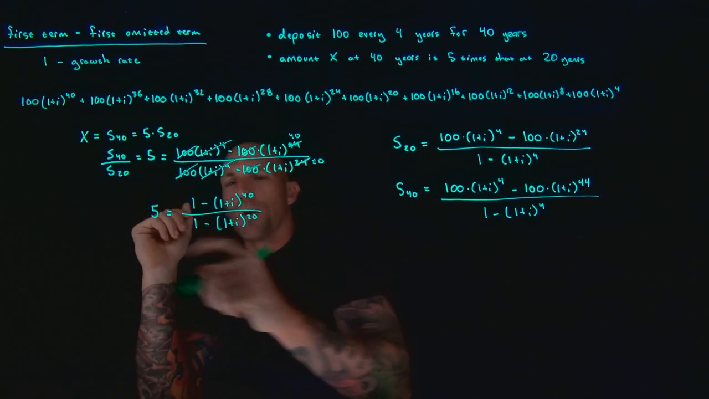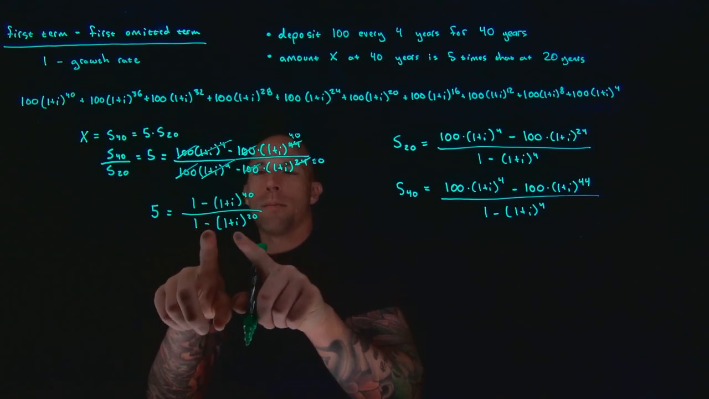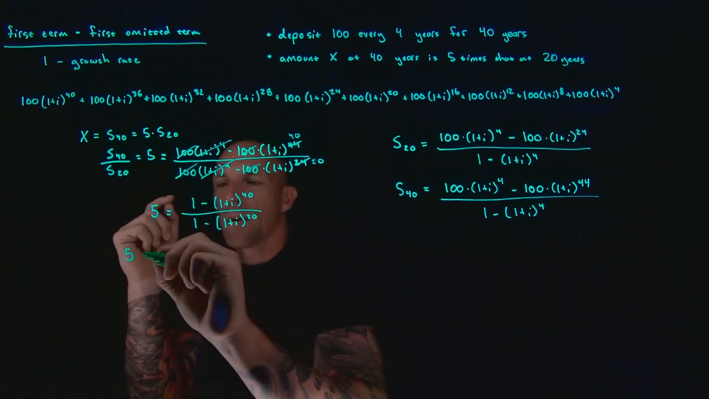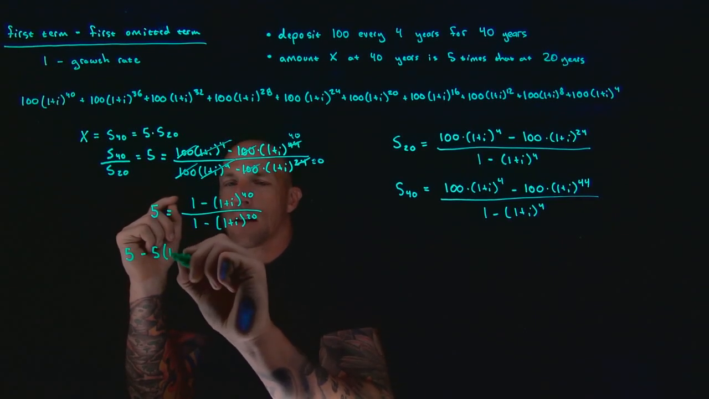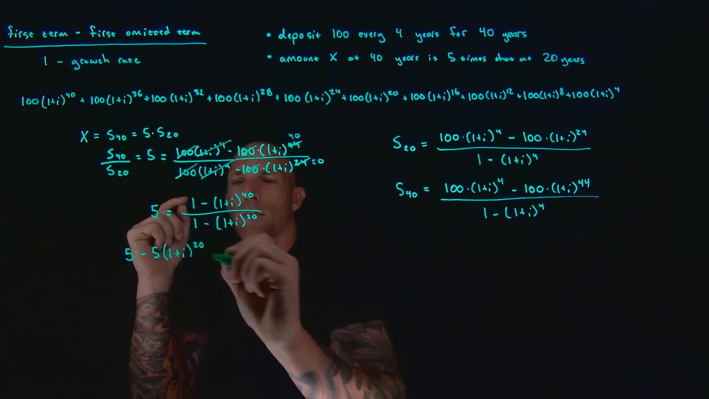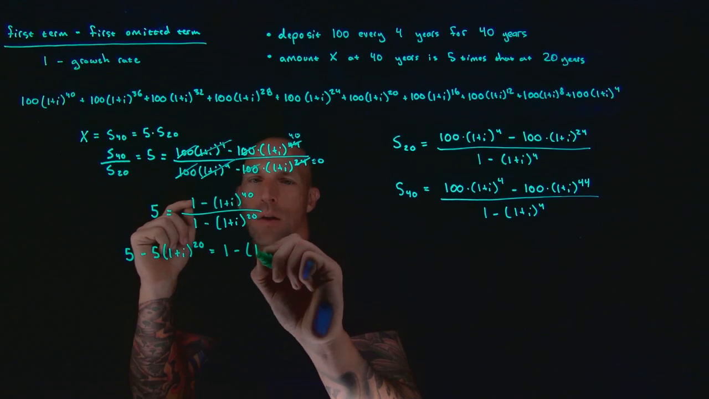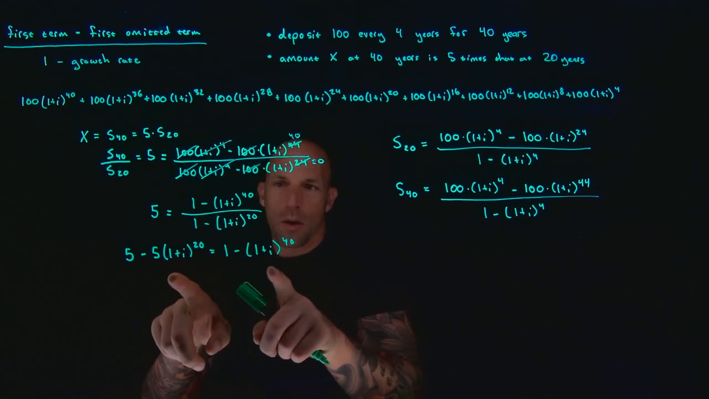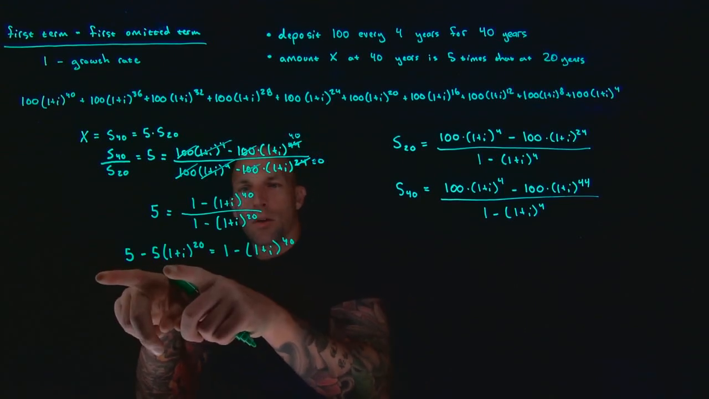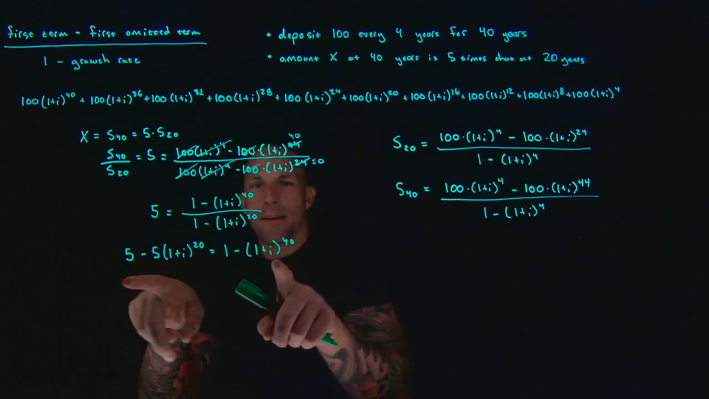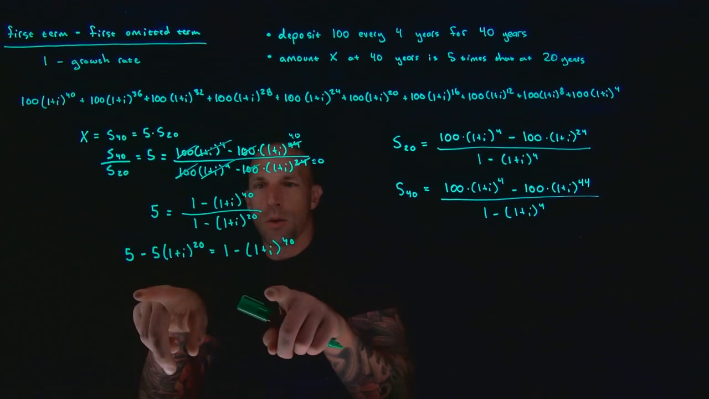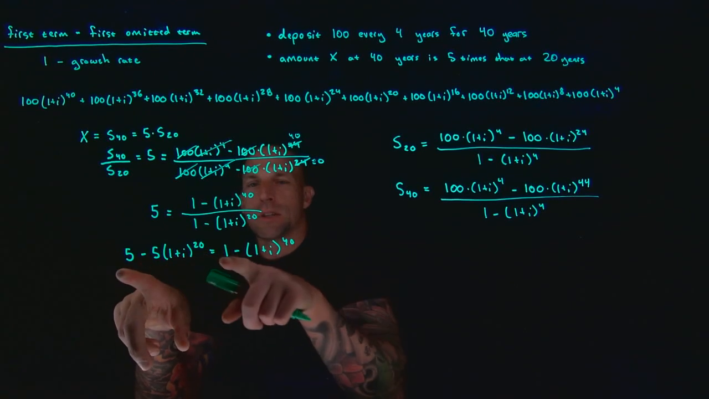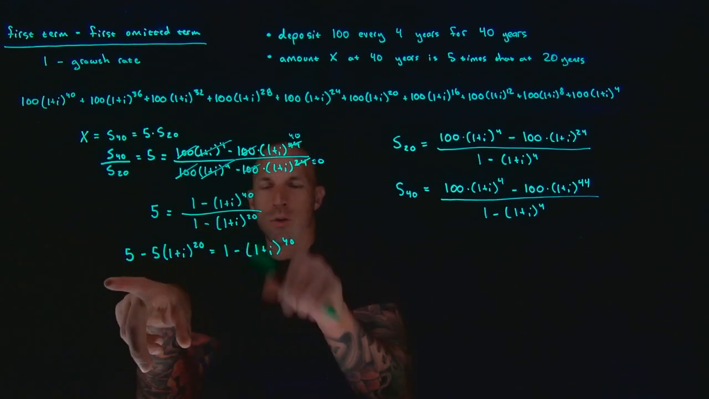So multiply both sides by 1 minus (1 plus i)^20, which gives us 5. I'm going to go ahead and distribute that 5: 5 minus 5 times (1 plus i)^20 is equal to 1 minus (1 plus i)^40. And now we're going to write a quadratic by getting all of our terms on the same side. So I'm going to add (1 plus i)^40 to both sides, and I'm going to subtract 1 from both sides. And then I'm going to reorder my terms just a little bit.